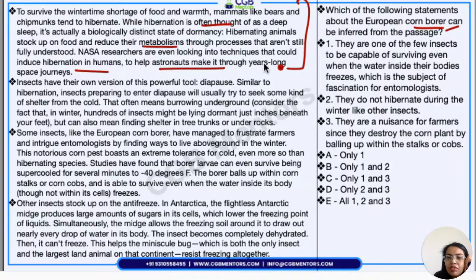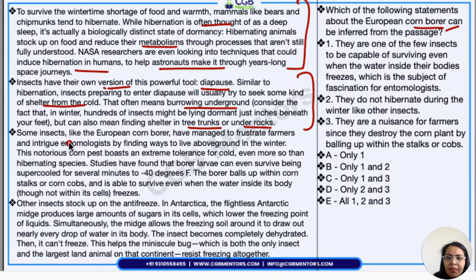ठीक है, तो introduction of hibernation basically. Insects have their own version of this powerful tool that is called diapause. Similar to hibernation, insects preparing to enter diapause will usually try to seek some kind of shelter from the cold. कोल्ड से बचने के लिए कहानी जैसे समझो इसको. Often means burrowing under. Consider the fact that in winter hundreds of insects might be lying dormant, but it can also mean finding shelter in tree trunks and under rocks. कहीं ना कहीं किसी के नीचे छुपना है.